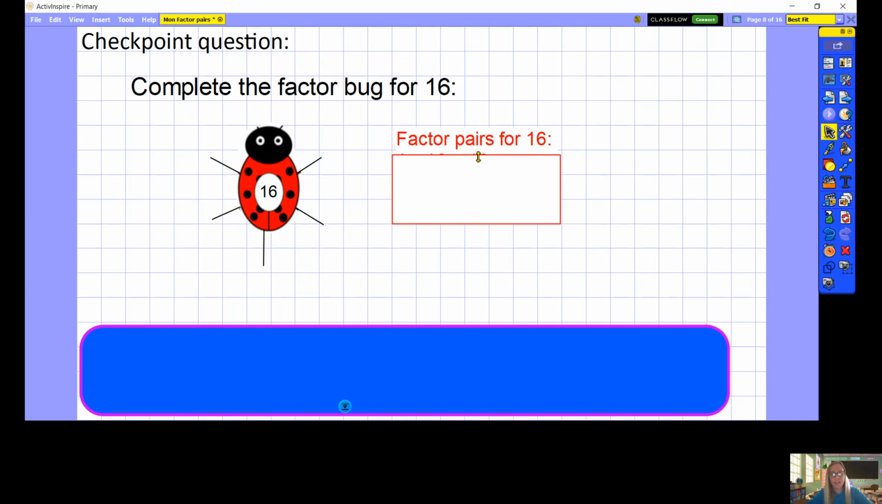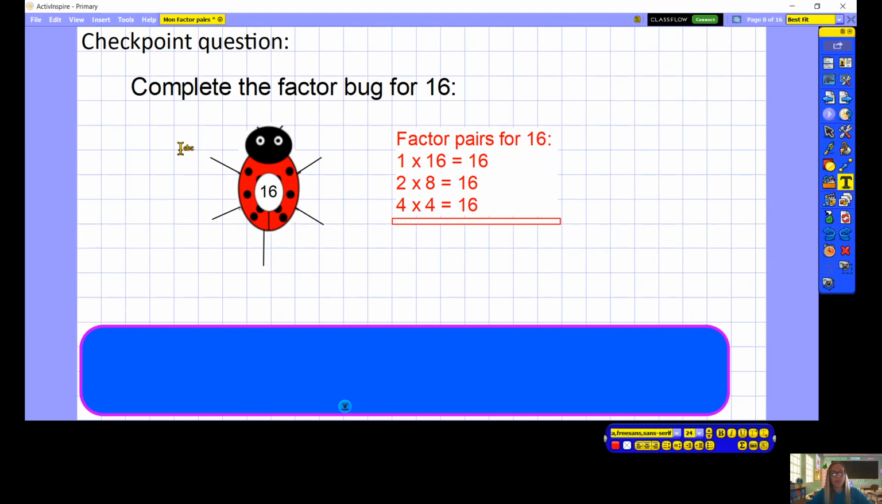Okay, so factor pairs for 16. 1 times 16 equals 16. 2 times 8 equals 16. And the last one was 4 times 4 equals 16. So your factor bug should have looked a bit like this.